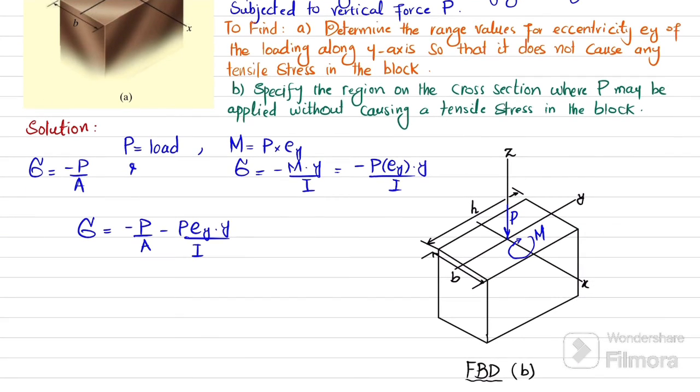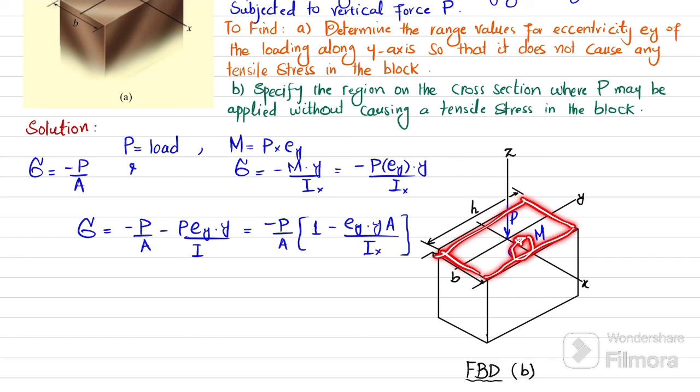Now if you take minus P divided by A as common, we will have only 1 over here, and we will have EY into Y multiplied by A divided by I. And this I will be I about the x-axis, because you can see the moment is about the x-axis, so the moment of inertia of this cross-section should be about the x-axis. Now we have this equation. The total stress will be equal to minus P divided by A into 1 minus, this is minus, so this will be plus, so it will be plus A into EY into Y divided by IX.